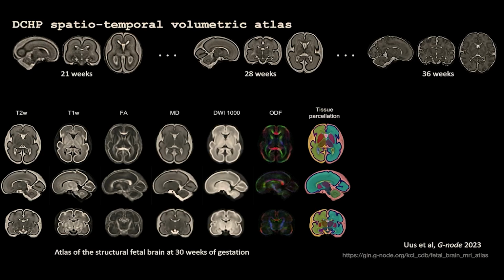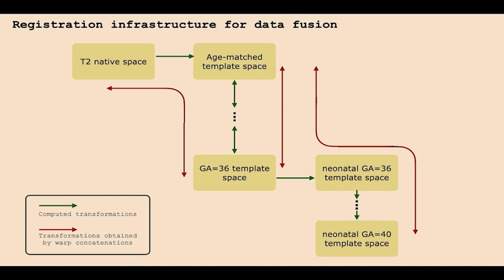The richness of the data was also useful to produce dHCP spatiotemporal volumetric atlases, which apart from including the anatomical data, also include images of diffusion-derived metrics and group-level tissue parcellation. The same atlas served as a template for the registration infrastructure for data fusion and group-level analysis.